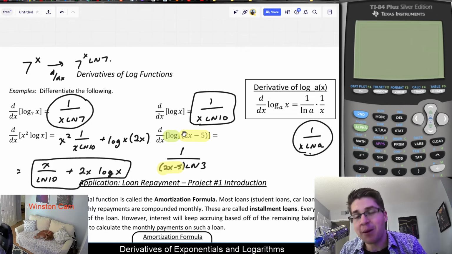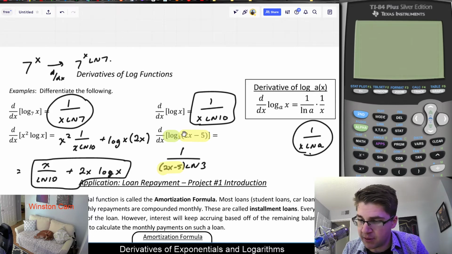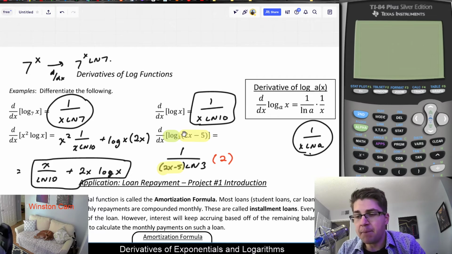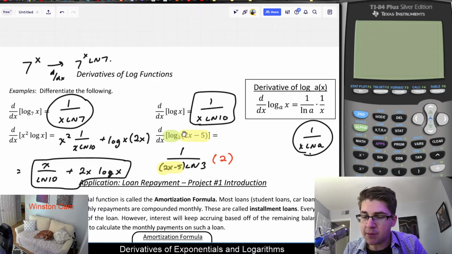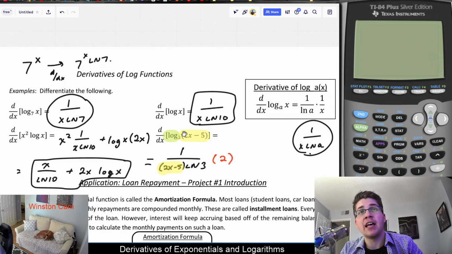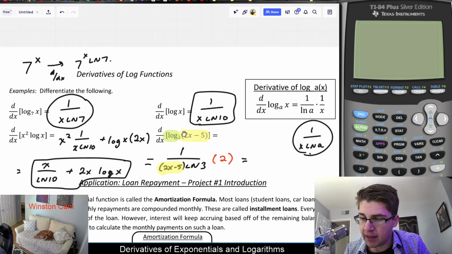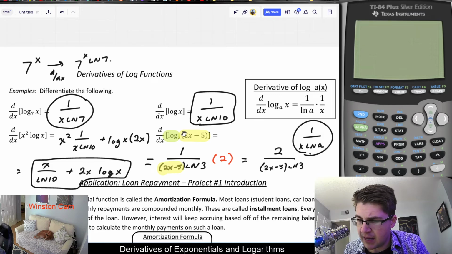However, I also need to multiply by the derivative of the inside. That's the last step of the chain rule, the thing that's super easy to forget to do. But the derivative of the inside, the derivative of 2x minus 5, is just 2. Cumulatively, this would be our derivative of log base 3 of 2x minus 5. It gets a little bit tricky because there are a lot of rules at play at the same time, and we have to be very careful about applying them in the correct order. But again, I could write that 2 on top because 2 times 1 is 2, of course. So I'd have 2 divided by 2x minus 5 times the natural log of 3, and I could leave my derivative as such.